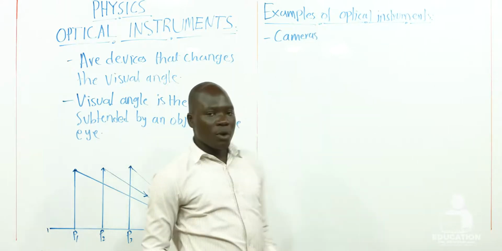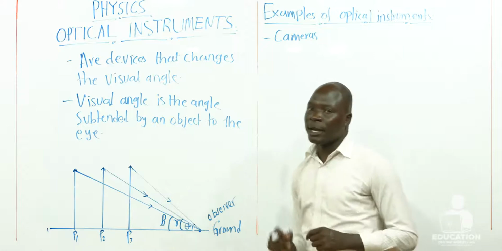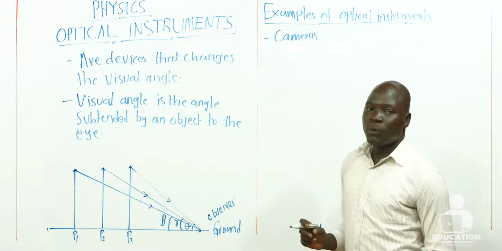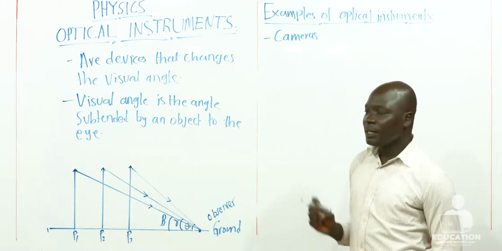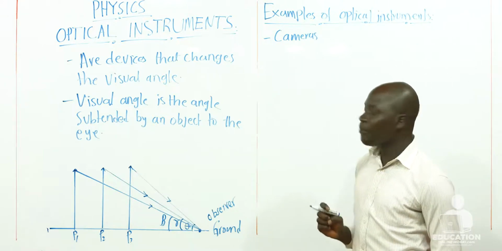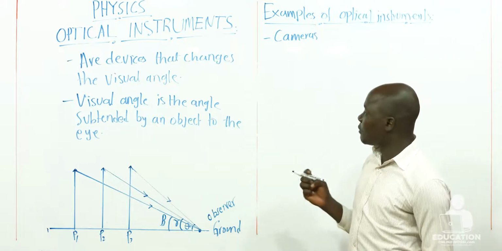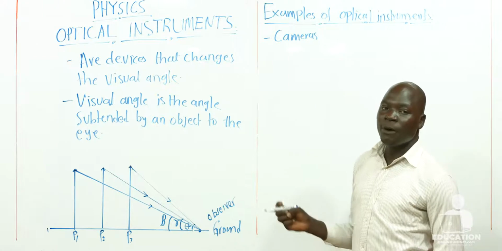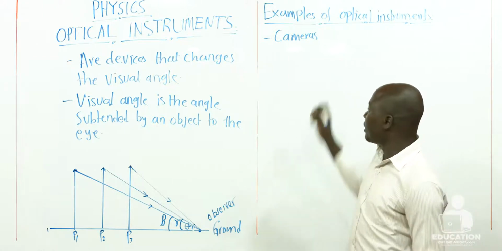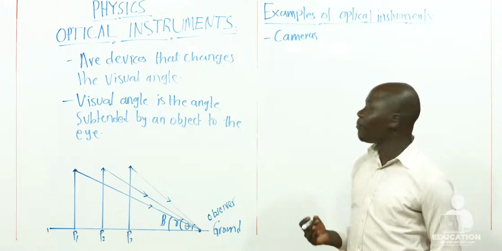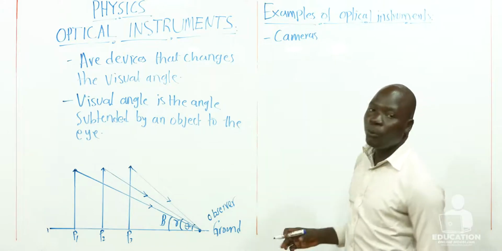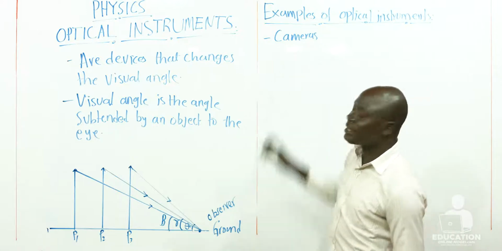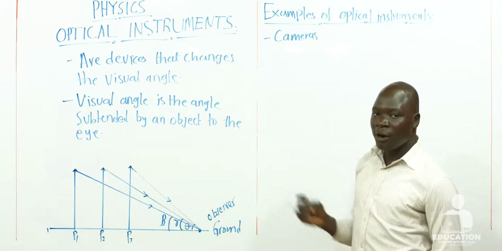The cameras. When we take a photo using a camera, we shall find that the size of the object will be different from the size of the image that will be formed on the screen of the camera. In the camera, we have what is called the film. So the image will be formed on the film, and that film is the same as the screen. So now the size of the image will be different from the size of the object, which means the camera has changed the visual angle of the object.